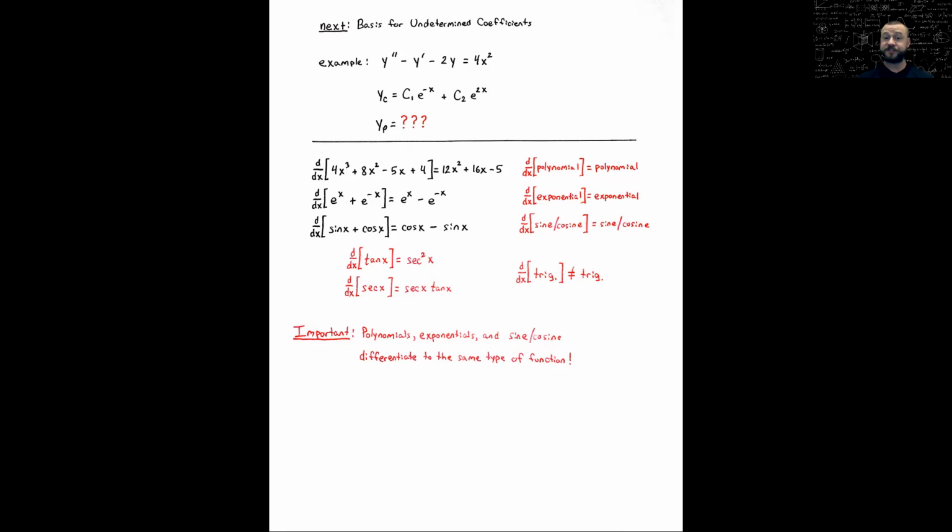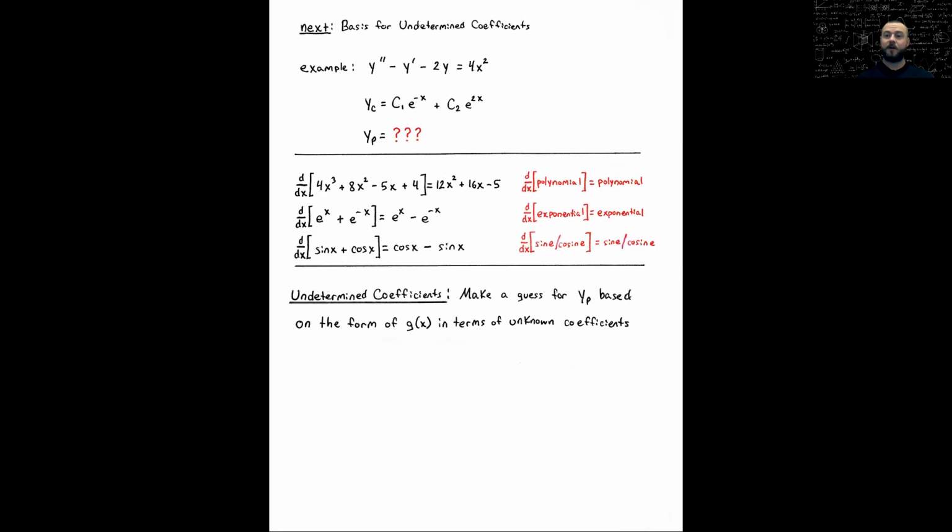All right, so how does this help us here with looking for a particular solution? For this example at the top there, how do we find a function y such that y and its derivatives combine to give 4x squared? What type of function is 4x squared? I think it's a polynomial, right? And what types of functions differentiate to polynomials? Another polynomial. So the basis for undetermined coefficients relies on being comfortable with these 3 types of functions that differentiate to themselves.